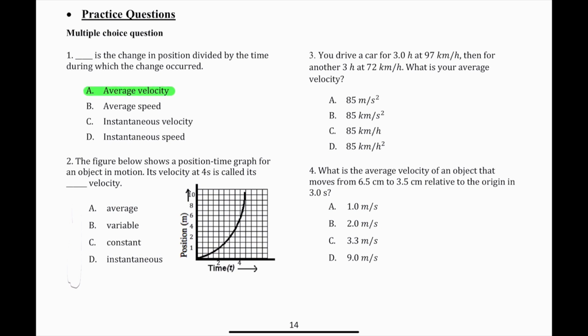2. The figure below shows a position time graph for an object in motion. Its velocity at 4 seconds is called its something velocity. It's the instantaneous velocity.